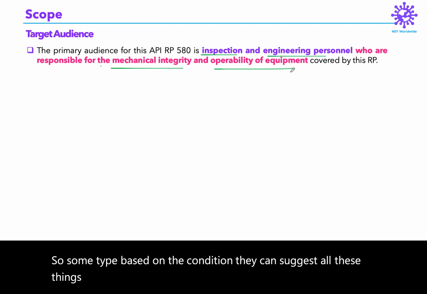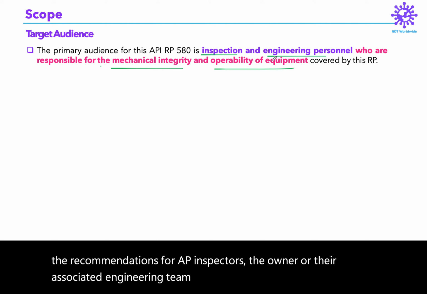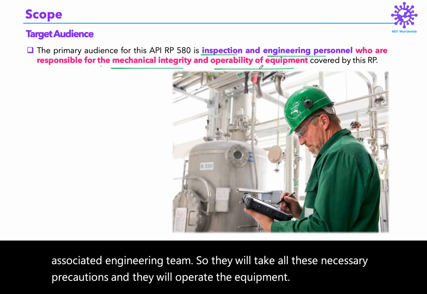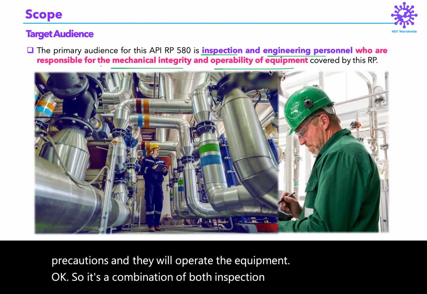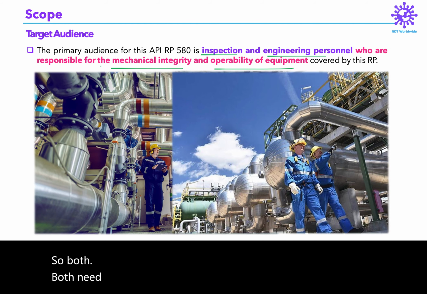But how about operability of the equipment? Based on the recommendations by API inspectors, the owner or their associated engineering team will take all these necessary precautions and they will operate the equipment. Okay, so it's a combination of both inspection as well as operating personnel. Both need to work together.